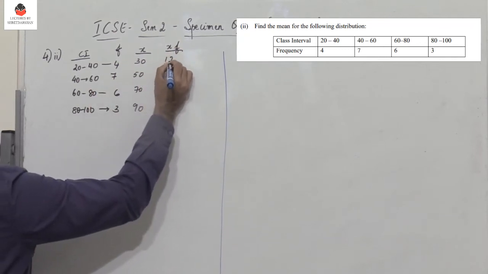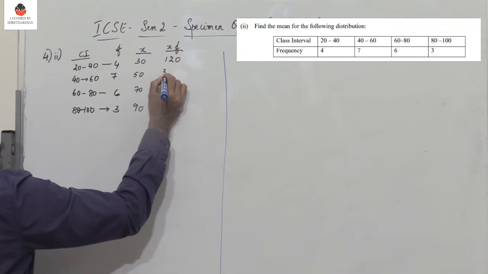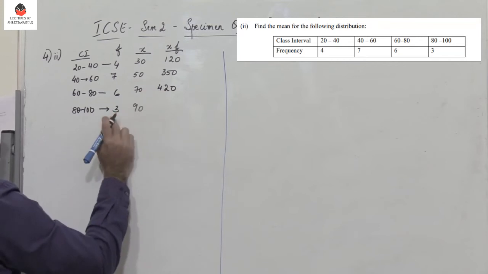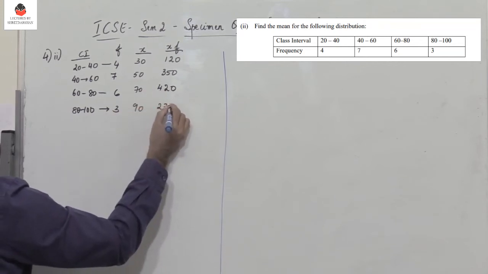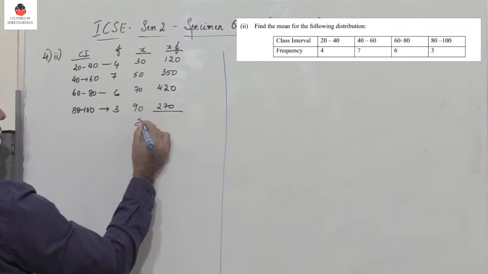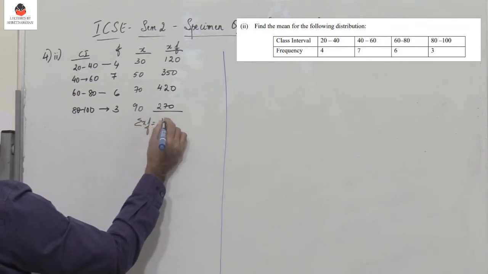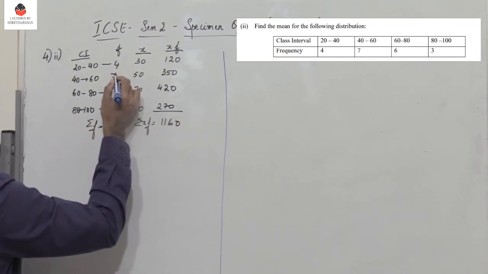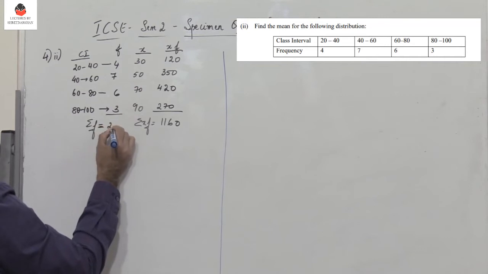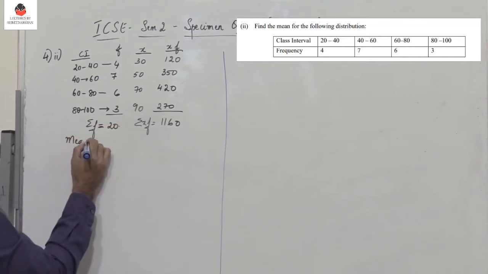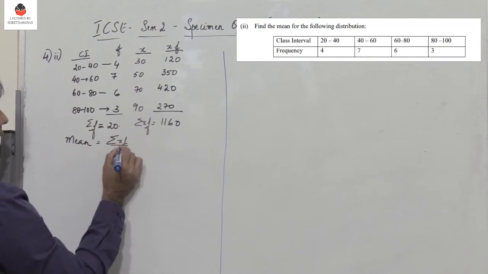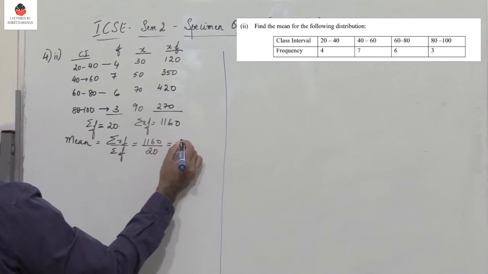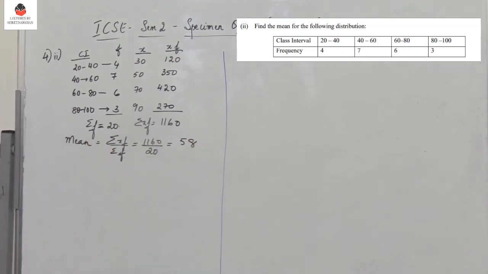4 into 30 is 120, 7 into 50 is 350, 6 into 70, which is 420, 90 into 3 is 270. So find sigma xf, which gives us 1160. What is sigma f? So you have 4 plus 7 plus 6 plus 3, which gives me 20. So mean is sigma xf divided by sigma f, which is 1160 divided by 20, which gives us 58. So 58 is the mean value.